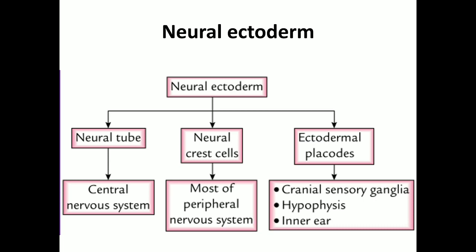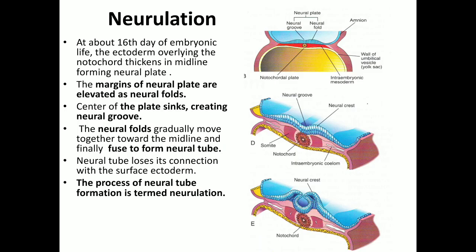So ectoderm divides into neural tube, neural crest cells and the ectodermal placode. Neural tube forms the central nervous system, neural crest cells form most of the peripheral nervous system, and ectodermal placodes form the cranial sensory ganglia, hypophysis cerebri and the inner ear.